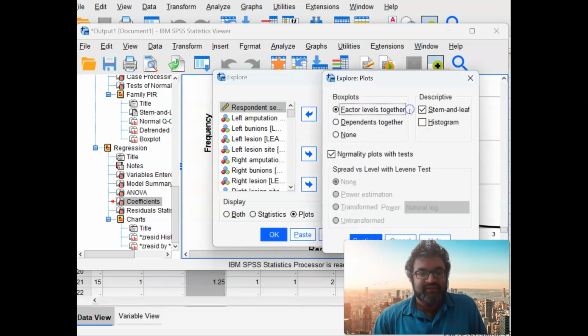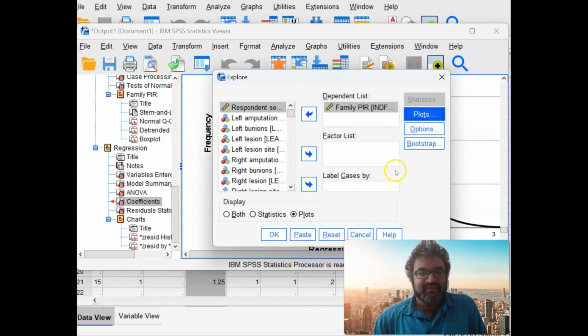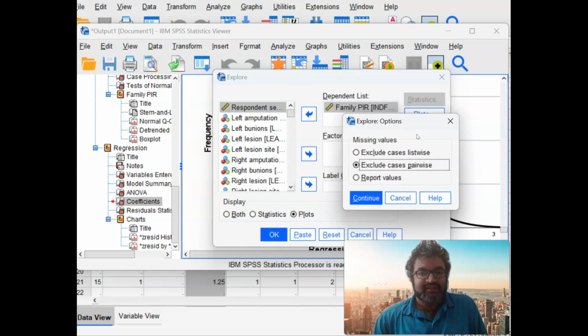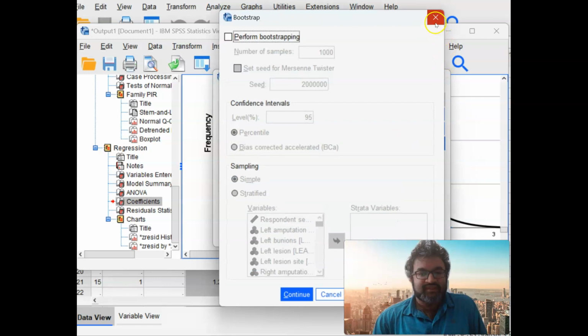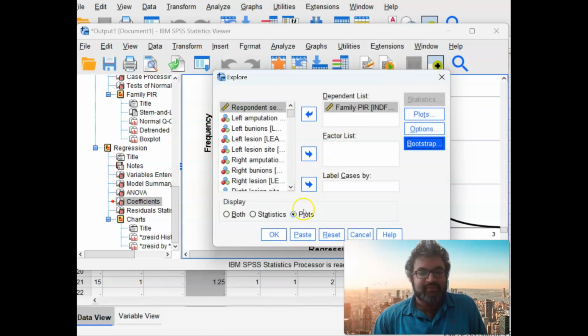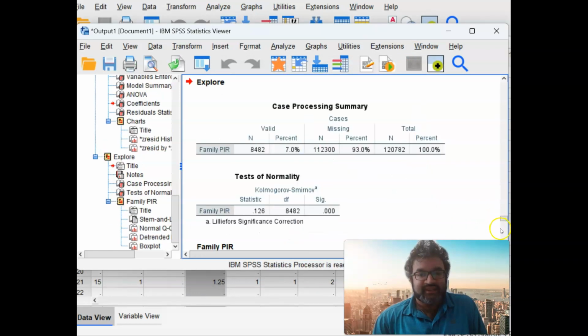And then let's take a look at some of the plots that are needed. Normality plots with tests. This is one that's not usually selected. So then select Continue. Look for options. Exclude cases pairwise. And then Bootstrap. And there's nothing there. And then make sure that the plots is what's selected, and then hit OK. Let's take a look. Right away you can see for family PIR this is significant.